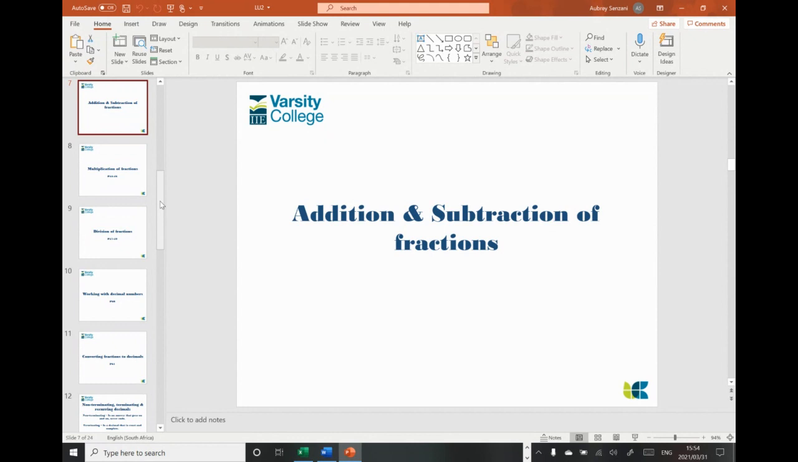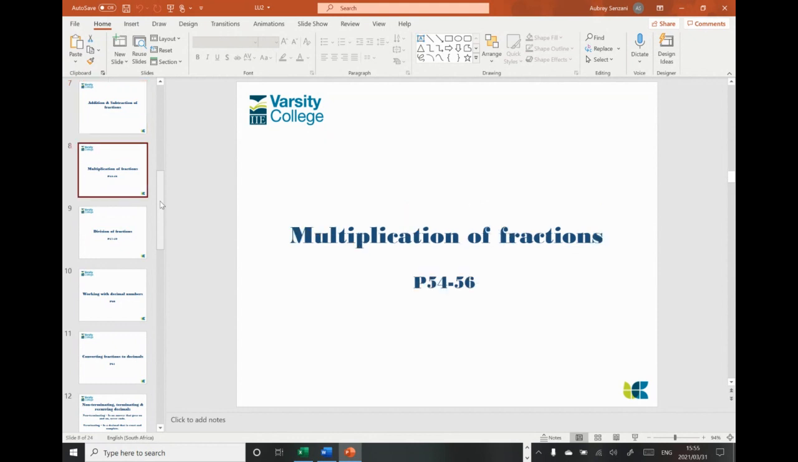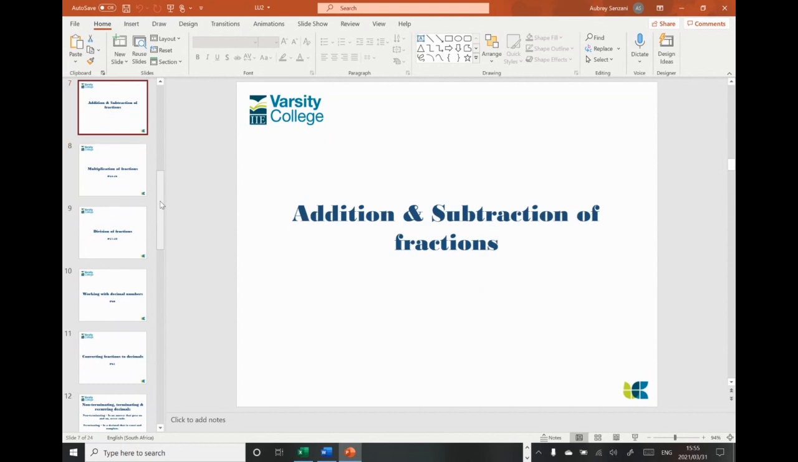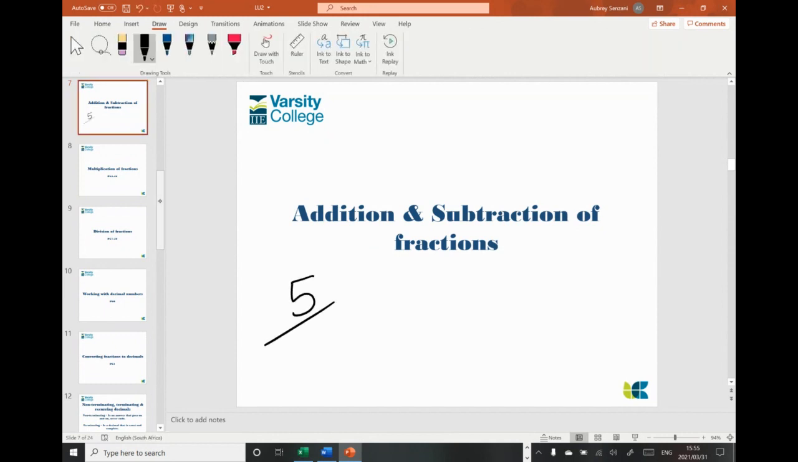So with addition and subtraction of fractions, how do we actually go about it? Remember, if I'm to give you an illustration, we can have 5/8 plus, let's say, 5 as your denominator and 8 as your numerator. How do we add these two fractions?